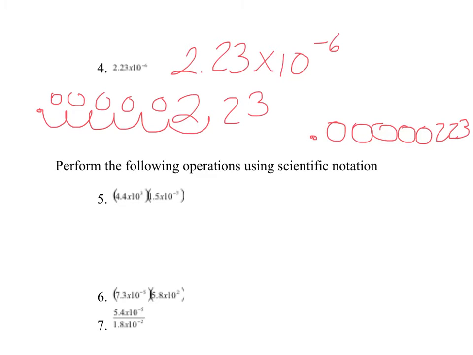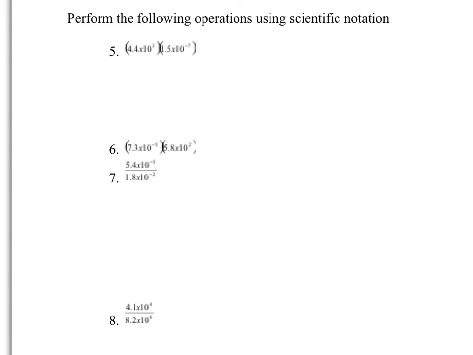5, 6, 7, and 8 were the operations with exponents. In scientific notation, we're going to multiply our numbers like normal, the 4.4 and the 1.5. That gives us 6.6. We're going to add the exponents that are with the tens. So that's a 3 and a negative 7. So 3 plus negative 7 gives me 10 to the negative 4th power.